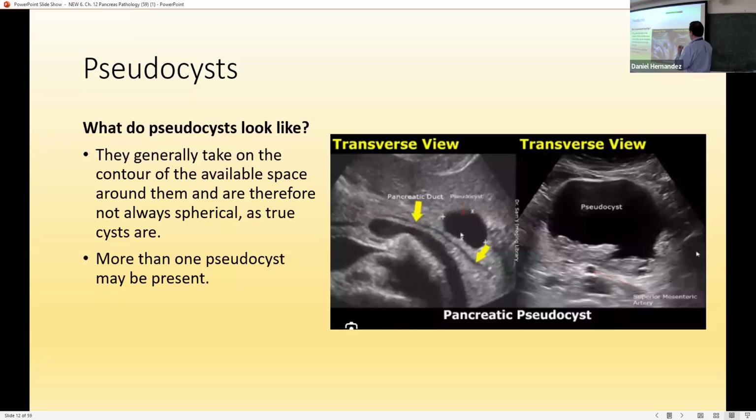Pseudocysts, again, are not true cysts in the sense that they don't have that same spherical shape. They also don't have the same membrane as a typical cyst would have.